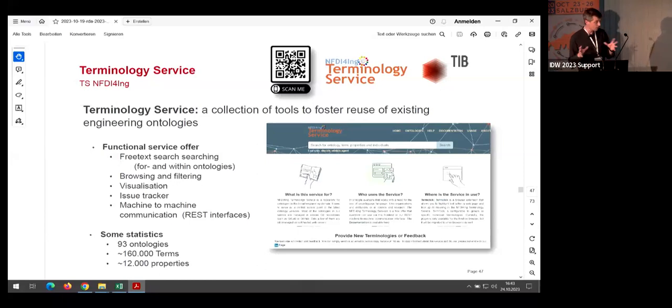And the service itself offers some free text search for ontologies in the engineering domain, so you can search for concepts and relations and stuff like that. You can browse and filter for ontologies. You can visualize them. We display many metadata that go along with those ontologies. And we even have a REST interface that's rather technical, but it allows application developers to query our service and to get all the information that is somehow encoded in the ontologies to be incorporated in their applications.